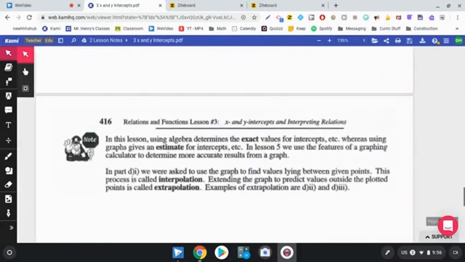A little comment, I think I've already said this. In this lesson, using algebra gave us the exact value, and then graphs gave us an estimate because I was making the graphs. Later in this unit, and quite often, we're going to learn how to use our graphing calculator to tell us exact values. So if I'm making a graph by hand, it's probably not super accurate, but our calculator can do it perfectly. And we'll be able to take advantage of that.